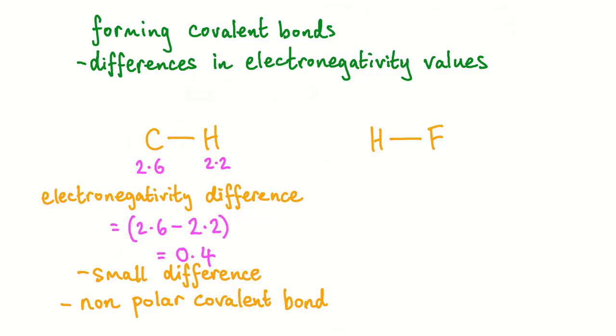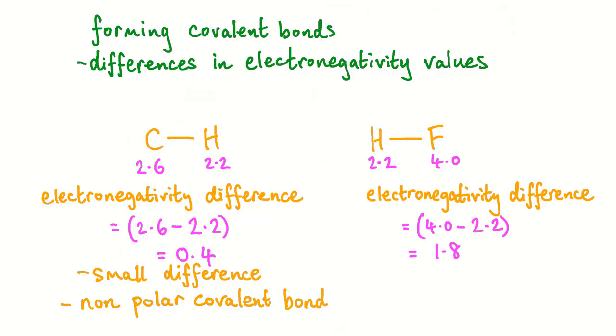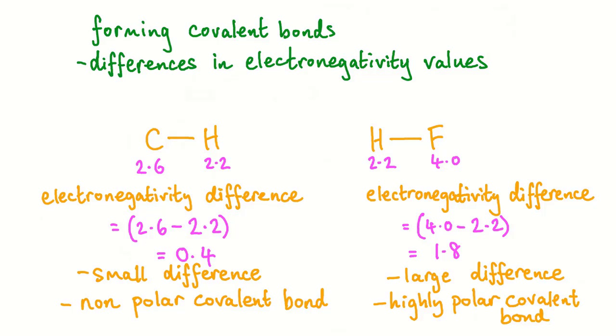There is no difference in the sharing of the electron pair between the nucleus of each atom in this covalent bond. Notice that a difference of less than 0.5 is considered to give rise to a non-polar covalent bond. In contrast, if we examine the hydrogen to fluorine covalent bond, we find that there is a difference in electronegativity of 4.0 minus 2.2, which equals 1.8. This difference is considered to be large and will give rise to a highly polar covalent bond. The sharing of the electron pair in this covalent bond is very uneven.